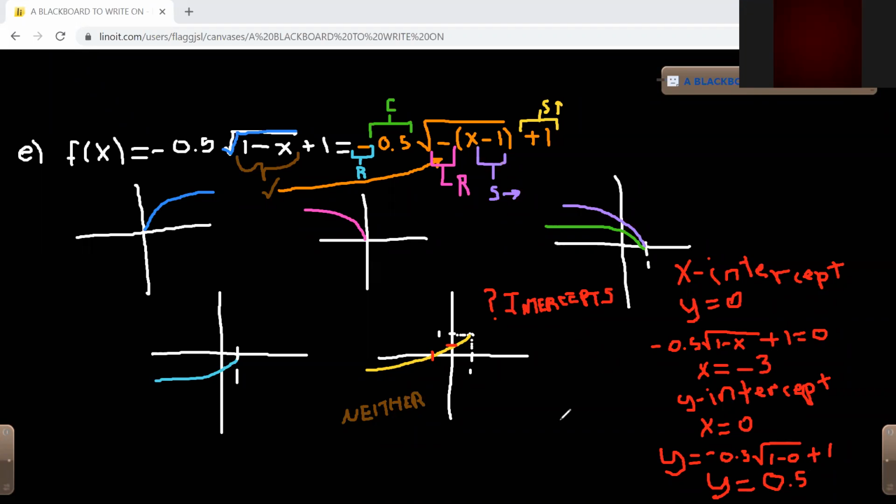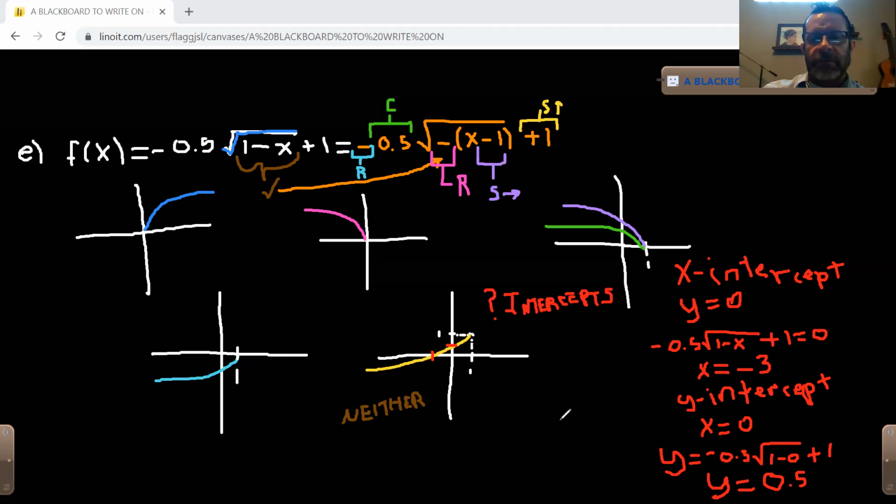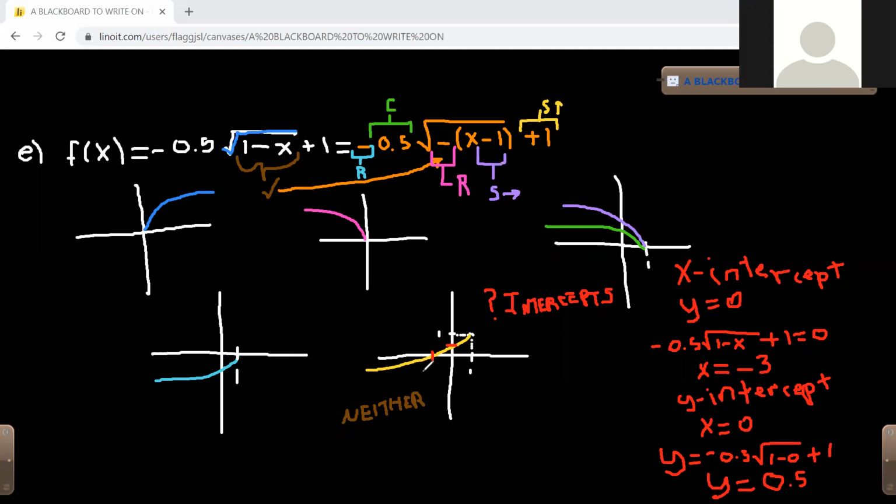Now, let's look at the graph. Are those two values congruent? Do those two values make sense with the graph? Yes, this is minus 3, and this value here is 0.5. So it's congruent with the graph.